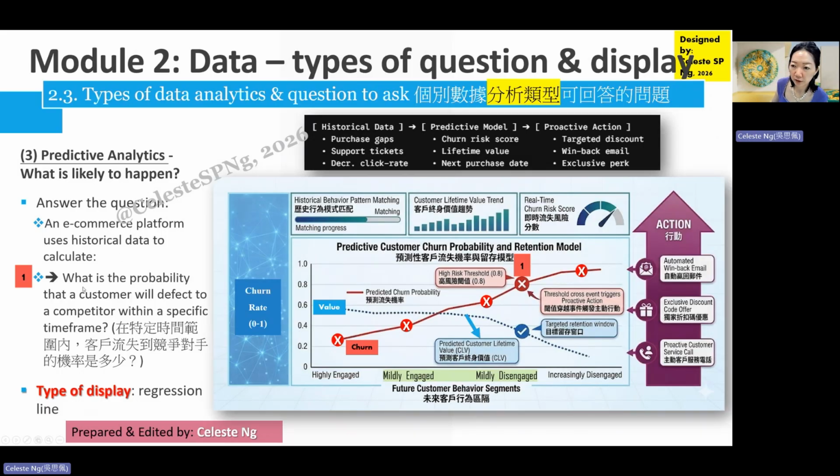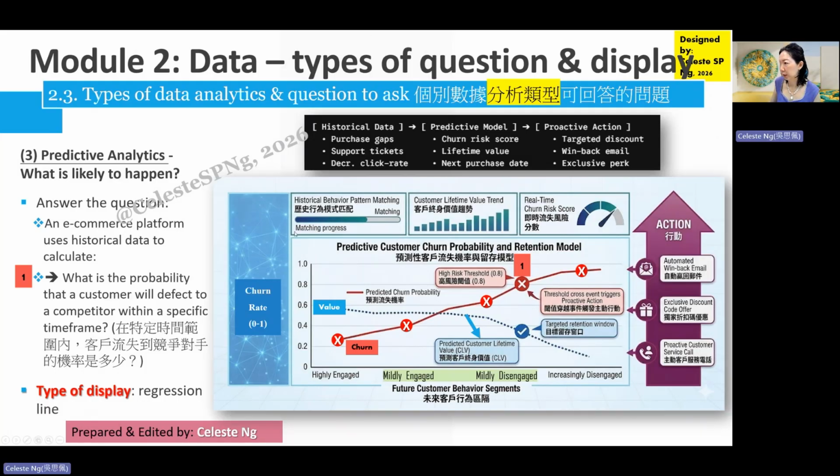Based on this diagram, the question answered by this predictive analytics will be: what is the probability that a customer will defect to a competitor within a specific time frame? What is that specific time frame? Actually, we don't care.